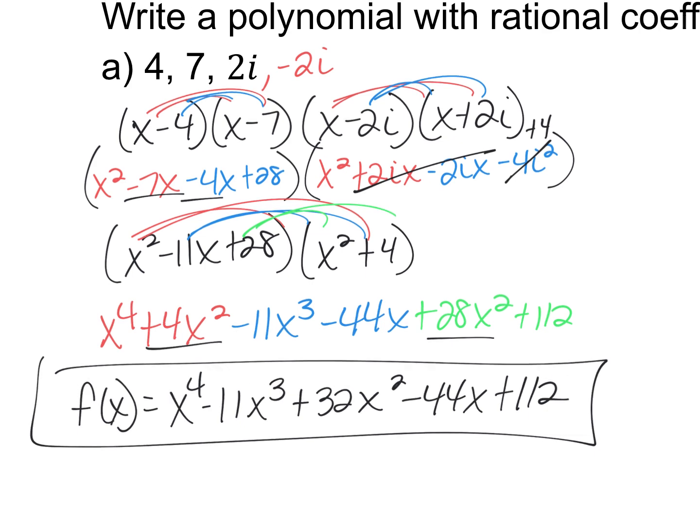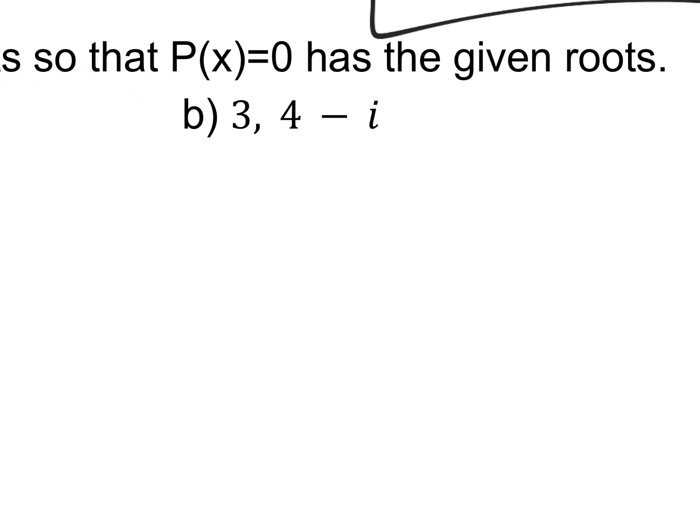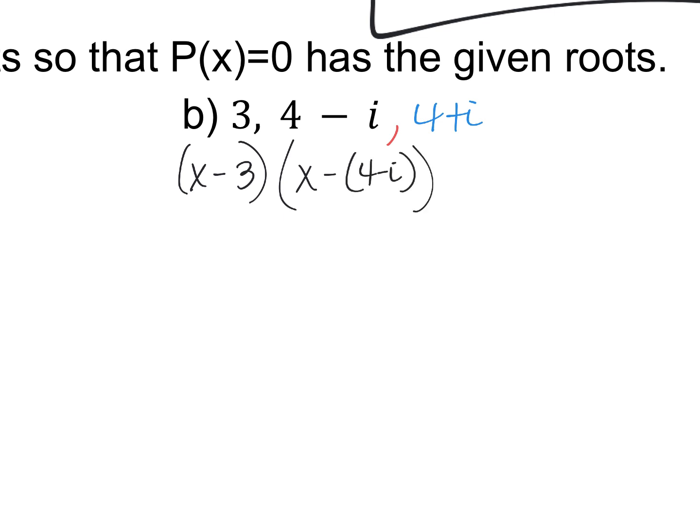Okay, one more. This one's a little bit worse. Because that complex root is a binomial, we're going to have to multiply by the conjugate. So that would be 4 plus i. All right, so let's get this set up. So x minus 3. Then remember you have to do x minus, and then another set of parentheses, this, times x minus 4 plus i.